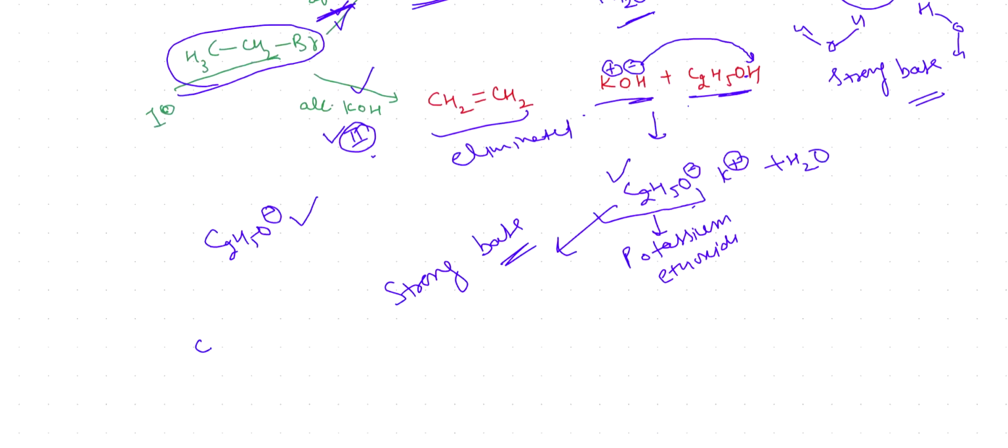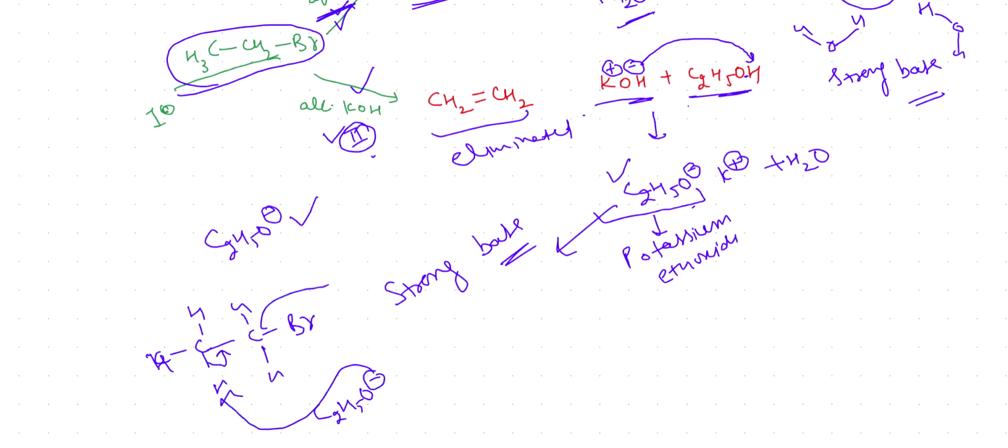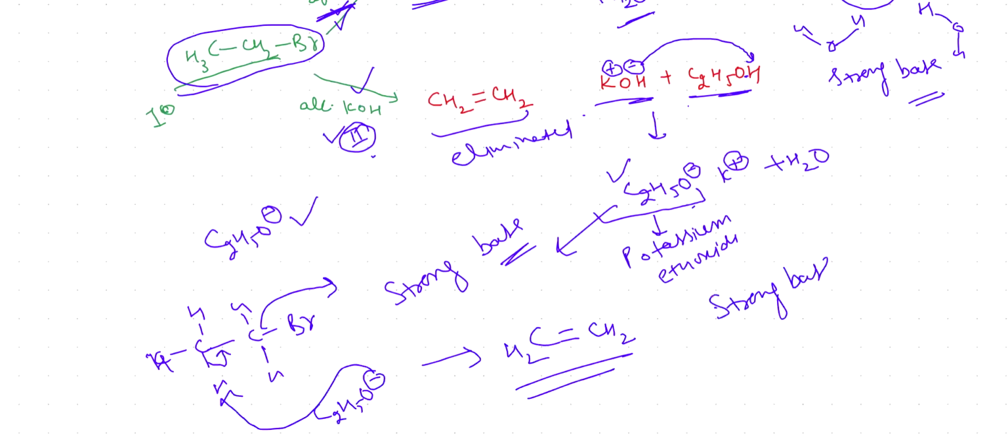Just represent the reactant in this form, C2H5O negative. It will extract the proton from here, which further facilitates the removal of Br negative and leads to the formation of alkene. Yeah, so this is a basic difference. If we use strong bases, then elimination is preferred.